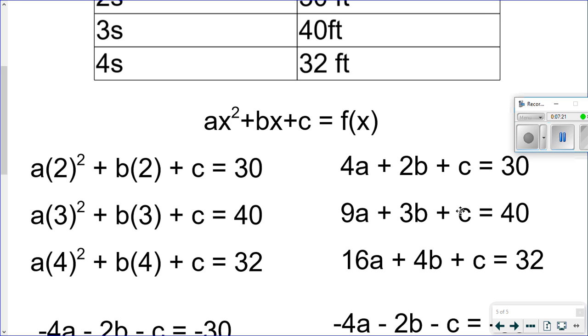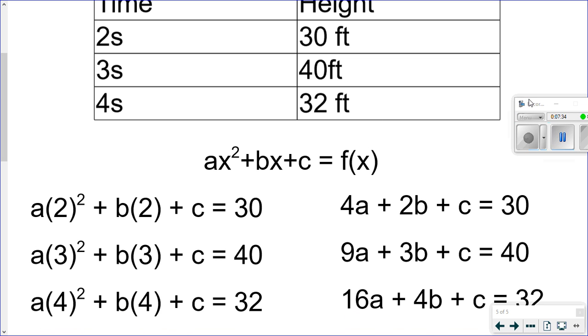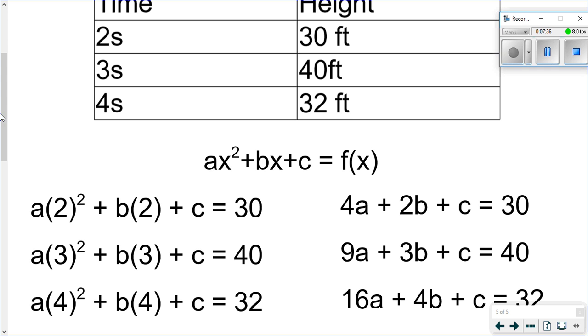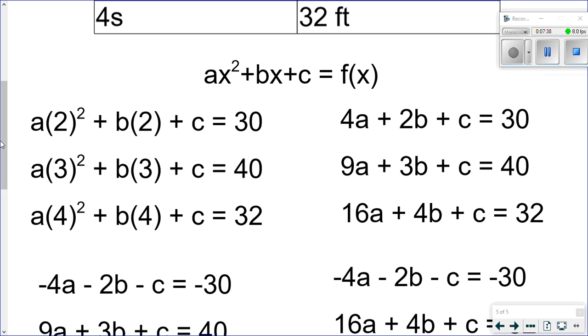So there's that simplified. Now you might look and say, okay, what does this do? Guess what? It's our 3 variable system of equations here. So now we solve it just like we did in lesson 3.6. Pick 2 of them. Looking at it, I think c is going to be the easiest variable to eliminate.